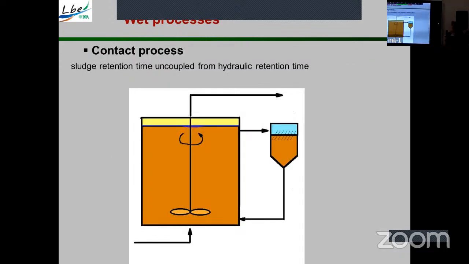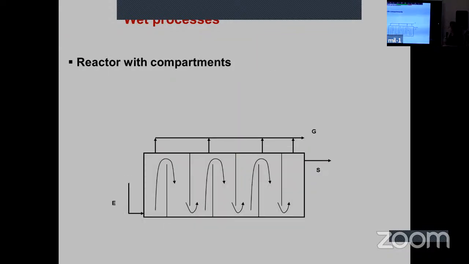This is the contact process. It is the same as the CSTR, but at the outlet you have a settler in order to separate the microorganisms and reintroduce a part within the reactor. In this case, you uncouple the sludge retention time and the hydraulic retention time. You can have also some reactors with compartments.